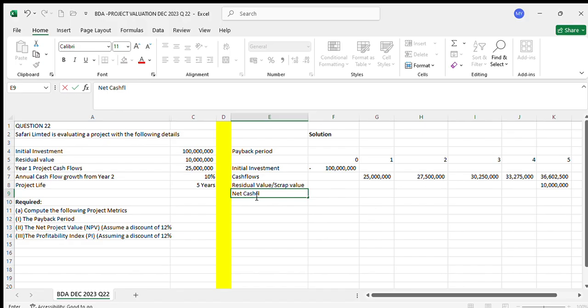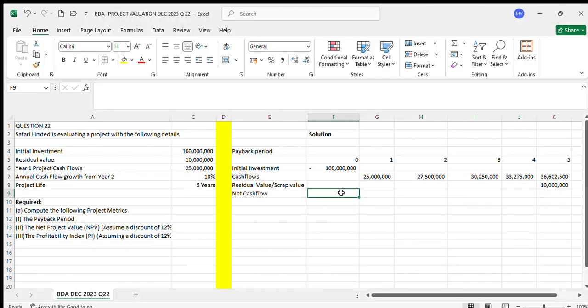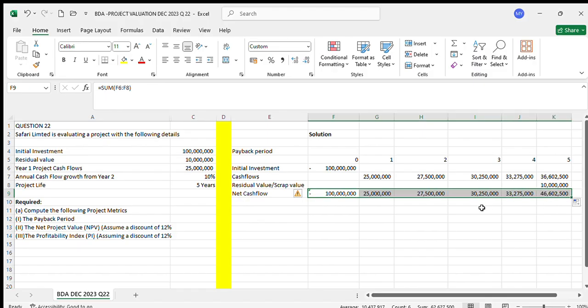Then now the net cash flow. The net cash flow for this year, we can now sum this total. Then now we can drag the rest. You see the rest remain the same, but now in year 5 we have an addition of 10 million because we are recovering the residual value, the scrap value at the end of the 5th year.